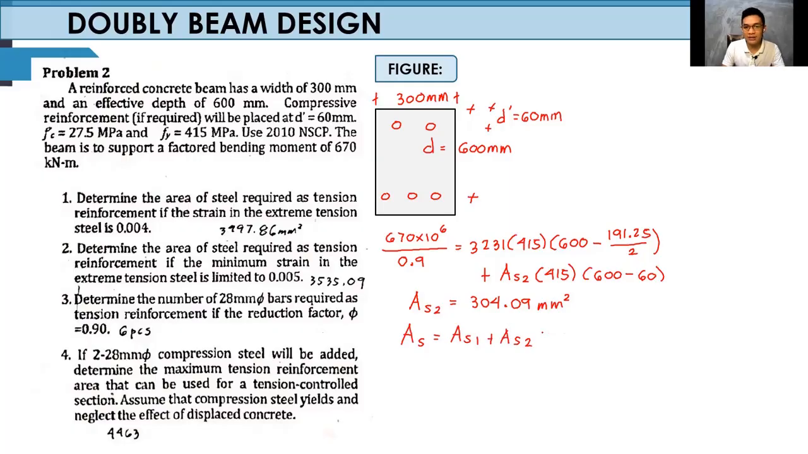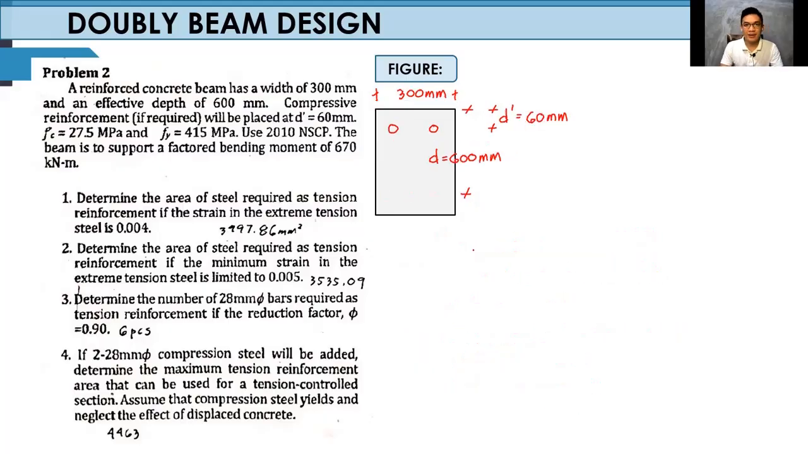So kanina, nakuha natin si AS1, which is yung maximum sa ibaba, 3231. Plus AS2, 304.09. So therefore, our final answer for our situation number 2 is 3,535.09 millimeter squared. And that is our final answer. Ayan po, so proceed tayo for our situation number 3.